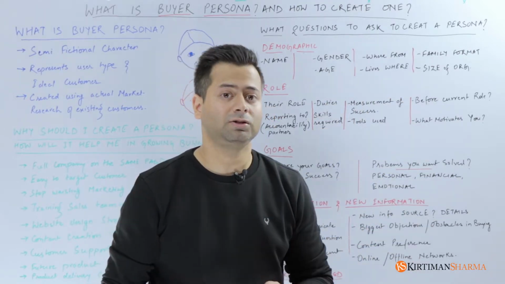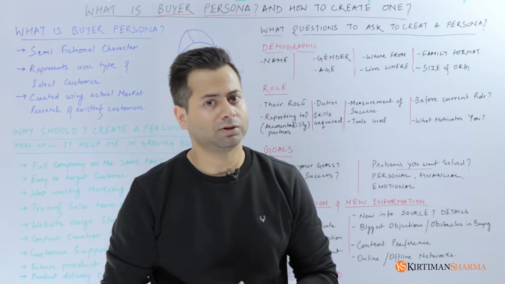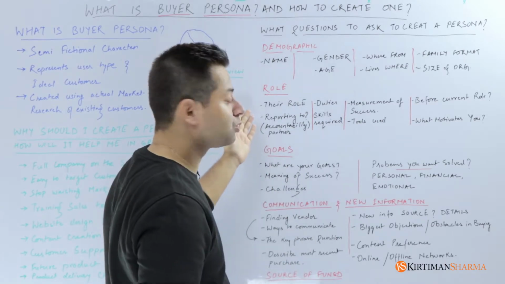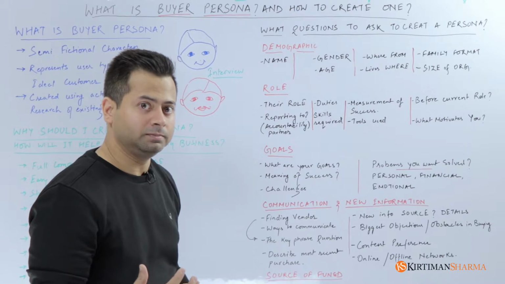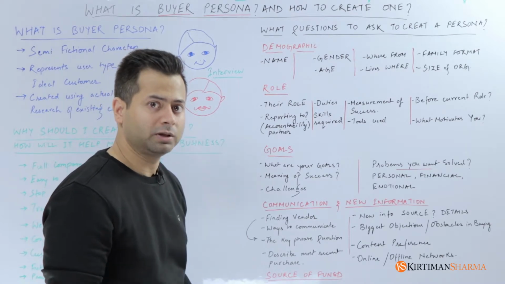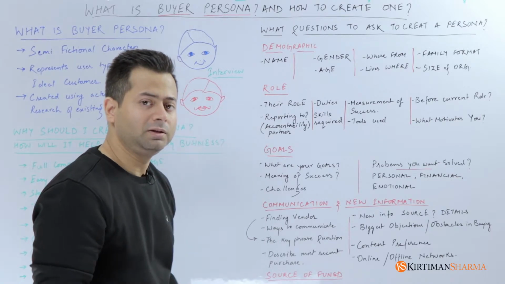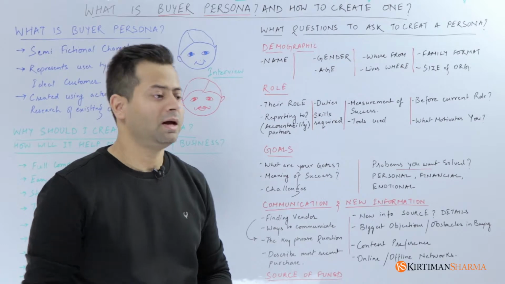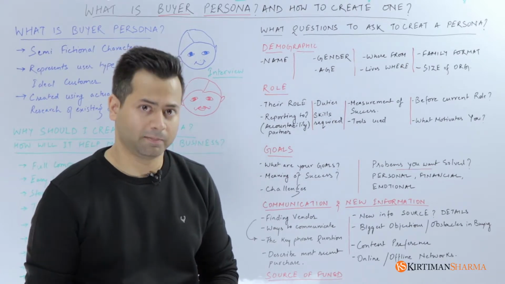Size of the organization, maybe if you're dealing with B2B, then size of the organization is also very important. The second types of questions are the roles. The roles are, what is their role right now? What are they trying to do? What are they trying to achieve? That's the role. Maybe in the company they are head of marketing, if you're talking about B2B, or individual customers also have roles. They have a role as a parent.